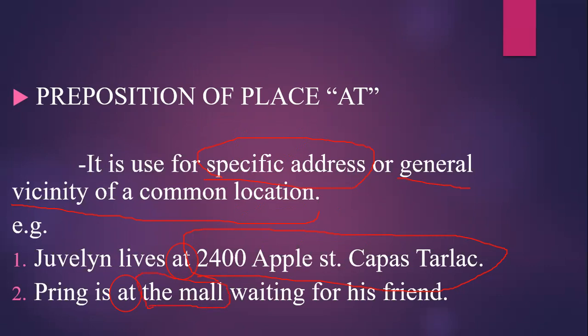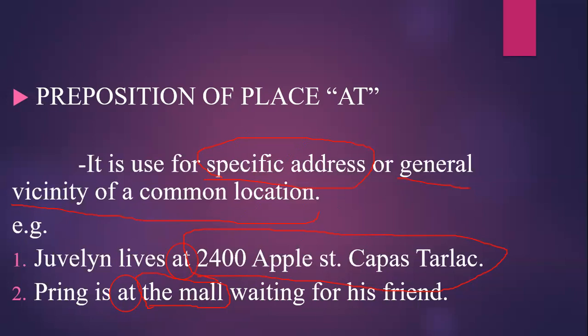Now again, what are the 3 commonly used prepositions in the sentence? Okay, very good. These are prepositions in, on, at. And for the types of prepositions, we have preposition of place, in, on, at, preposition of time, in, on, at, and preposition of transportation, in, on, at.